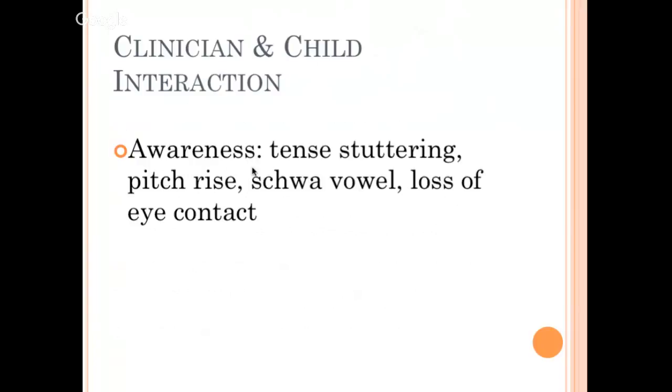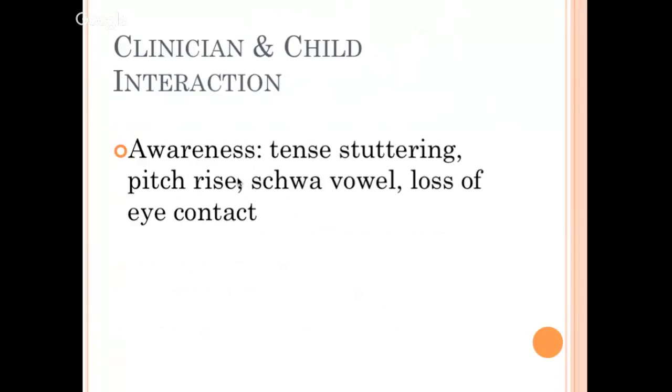So if stuttering is really tense, if there's a pitch rise, that they're struggling so hard that their vocal folds are lengthening out and getting a rise in pitch, a schwa vowel. So on the word baseball, you very well might get "buh-baseball," right? Everything is so tense that instead of that nice bay sound, I'm getting just the schwa, because everything's tense and struggled and tongue's not moving very much. So that's a sign, again, the child might be fighting with the stuttering.